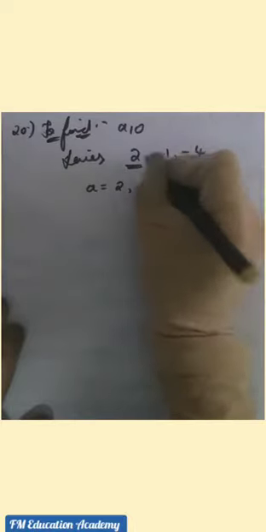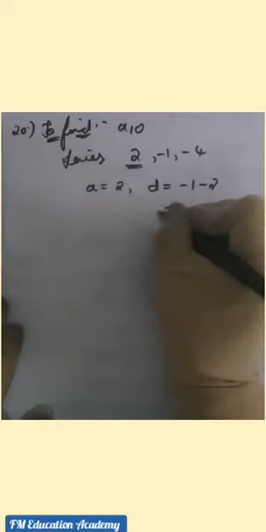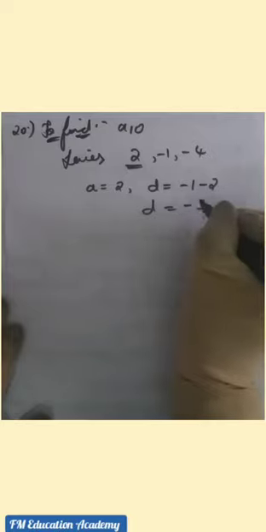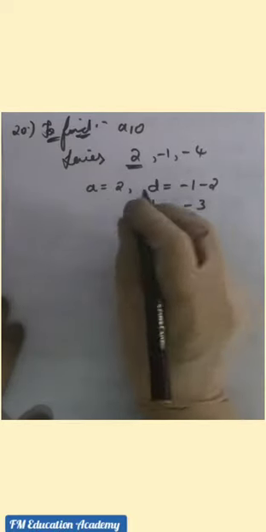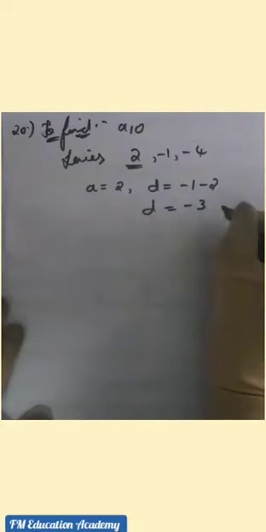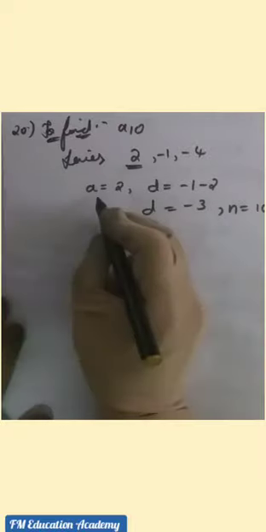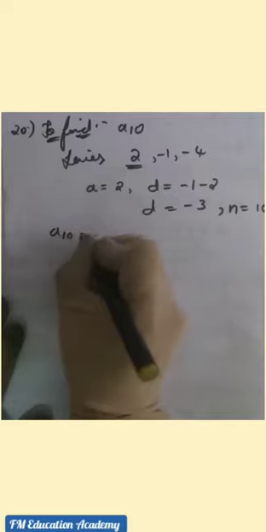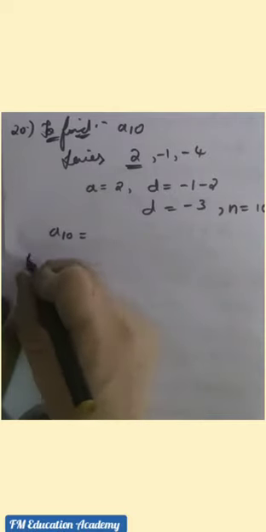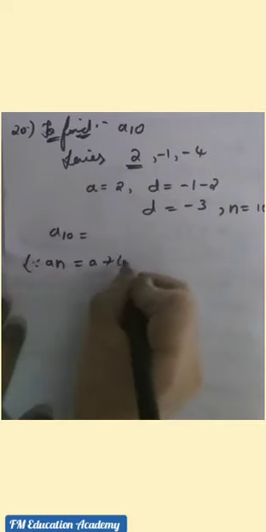To find A10, the series is given as 2, minus 1, minus 4. So here the first term A is 2. Common difference is A2 minus A1, that is minus 1 minus 2, so common difference here is minus 3. And the 10th term means the number of terms here will be 10. So A value is given, D value is given, N value is given. We can easily use the formula for AN: AN is equal to A plus N minus 1 into D.